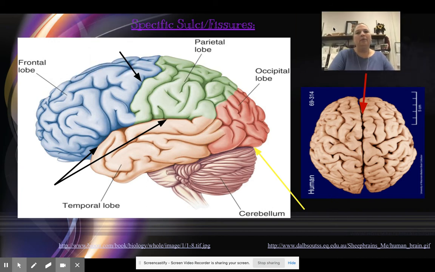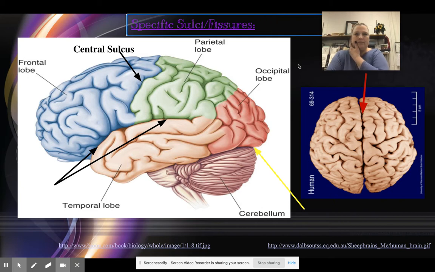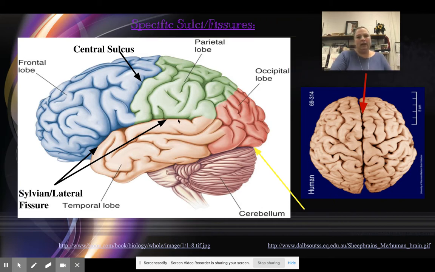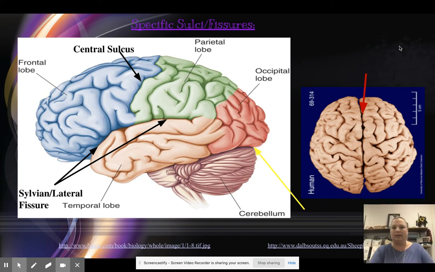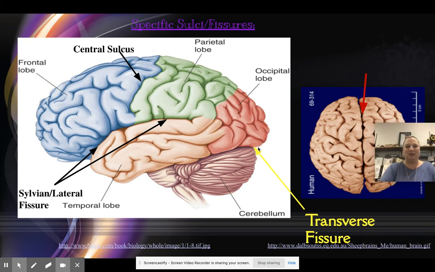Okay, now we have what we call some fissures. And these are basically splits in the brain. So let me show you those. If I can get it to come up. There we go. You'll see there's a fissure right here just above the temporal lobe. That little break is called the Sylvian or lateral fissure. And there's one up here that I'm probably covering up. Oh, this is the transverse fissure back here that separates the cerebellum from the rest of your lobes.